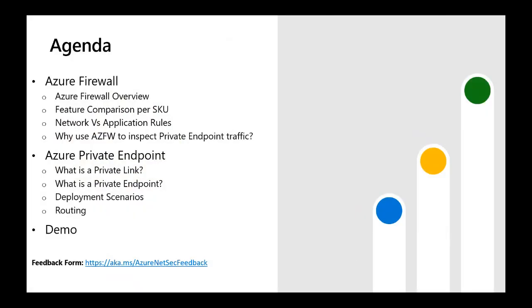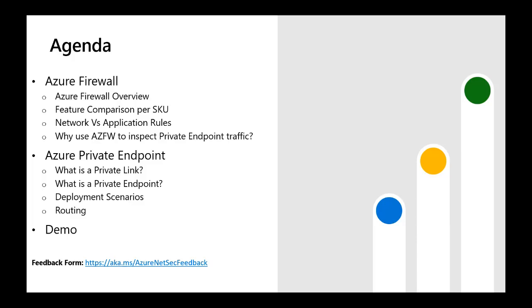For our agenda today, we'll take a look at Azure Firewall. We'll go through an overview of Azure Firewall. We'll also take a look at the feature comparison for the various firewall SKUs. We'll also take a look at network versus application rules, as these form a foundation of what we're going to discuss. And then we'll also take a look at why we are using Azure Firewall to inspect private endpoint traffic. We'll also take a look at Azure Private Endpoint.